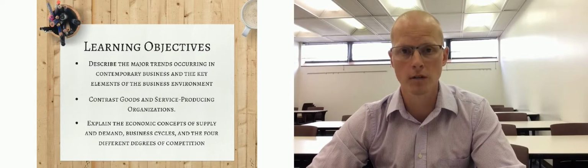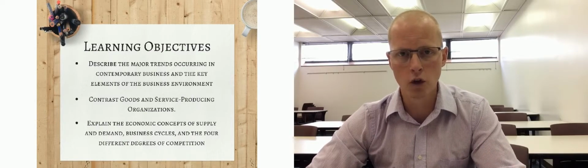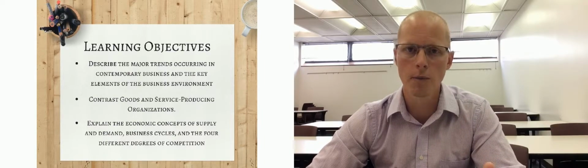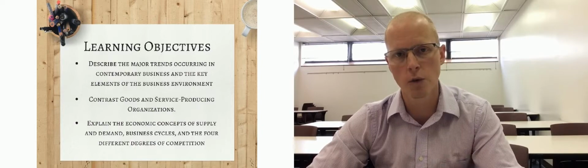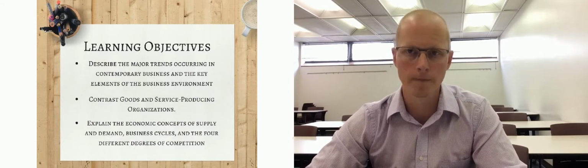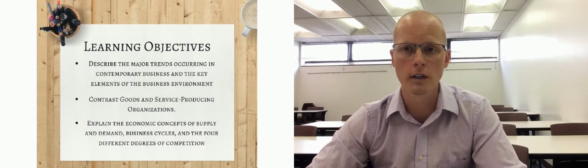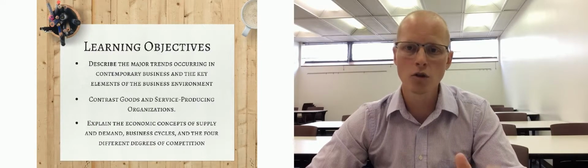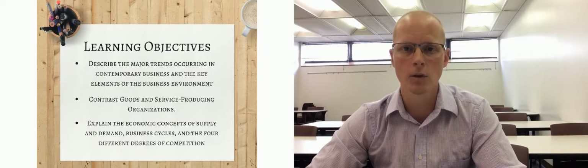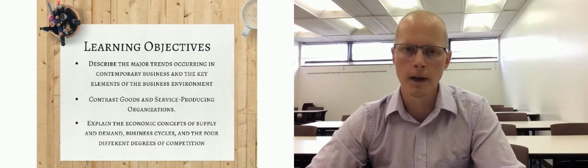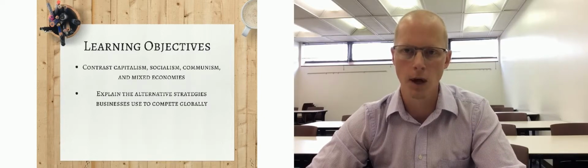So some of the learning objectives that we want to take a look at in Learning Unit 1. As we go through these, I'm not going to go into them with a ton of depth, but I'm going to touch on them and make sure that we understand some of the overarching themes and goals for this learning unit. Describe the major trends occurring in contemporary business and the key elements of the business environment, contrasting goods and service producing organizations, and then also explaining the economic concepts of supply and demand. So kind of going into the beginnings of that process and understanding the economics behind it.